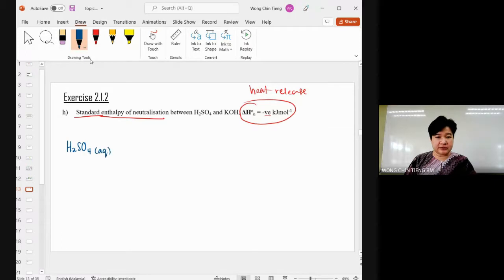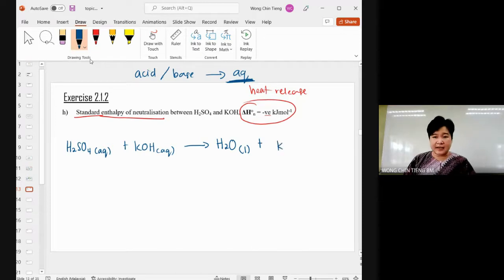Okay, a bit of tips since we are moving into your acid and base. Kalau dia adalah acid ataupun kalau dia adalah base, semua acid and base mesti adalah aqueous. So we balance it. You need the presence of your water liquid. And garam yang terhasil adalah K2SO4 aqueous. Garam yang terhasil pun adalah aqueous.